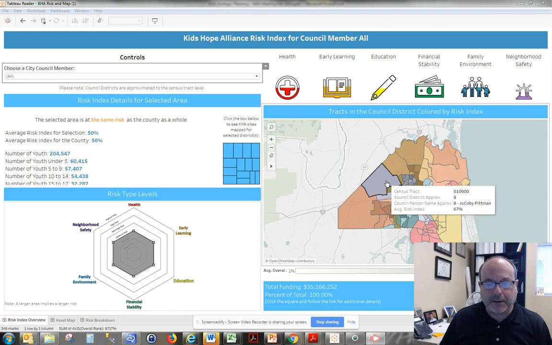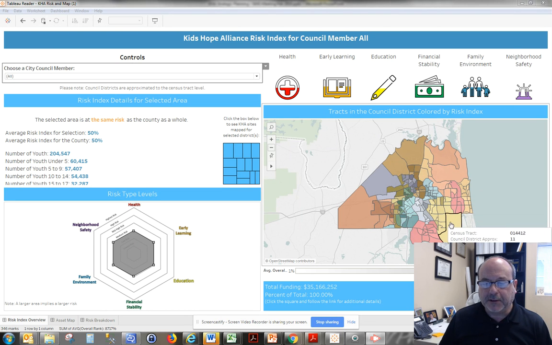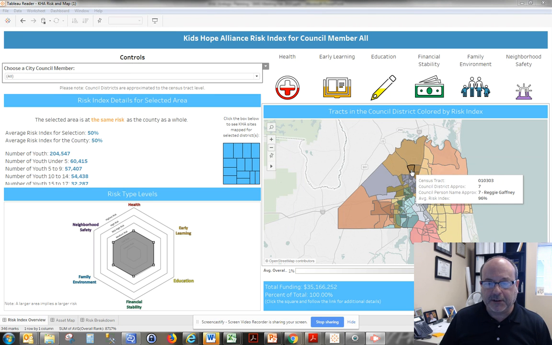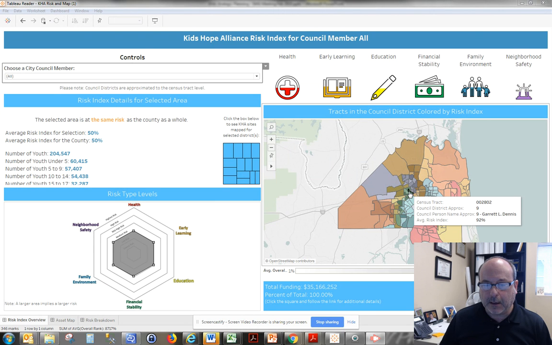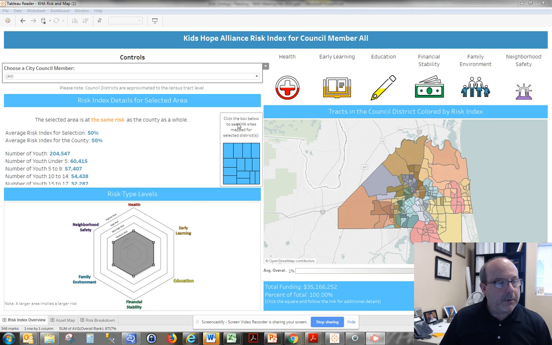It gives us a breakdown of the city of Jacksonville based on council districts and census tracts. So here I'm seeing a rollover for every district, and I can get information, the census tract, and so on and so forth, and an average risk index of that particular census tract. You notice that our average risk index starts at 50%, 204,547 youth in the city, and a breakdown by the various age brackets.